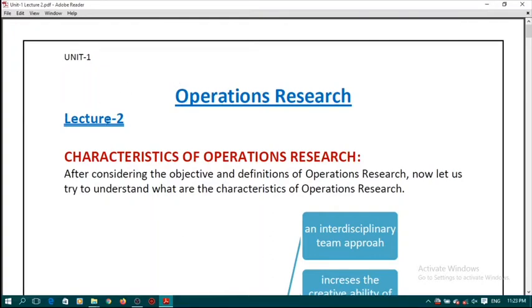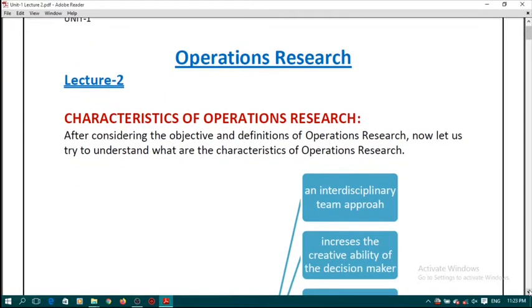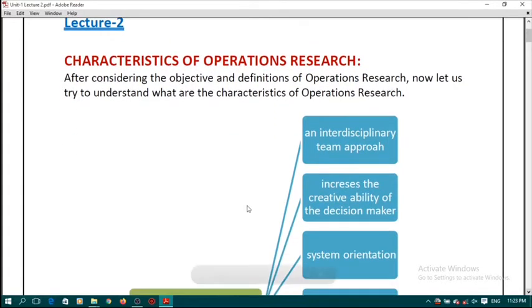This is the second lecture of unit number 1, Operation Research. Today we are going to discuss some characteristics of Operation Research. In the last lecture we discussed some definitions of Operation Research, and after observing all those definitions we are able to derive some basic characteristics of Operation Research. So after considering the objective and definition of operation research, now let us try to understand what the characteristics of operation research are.